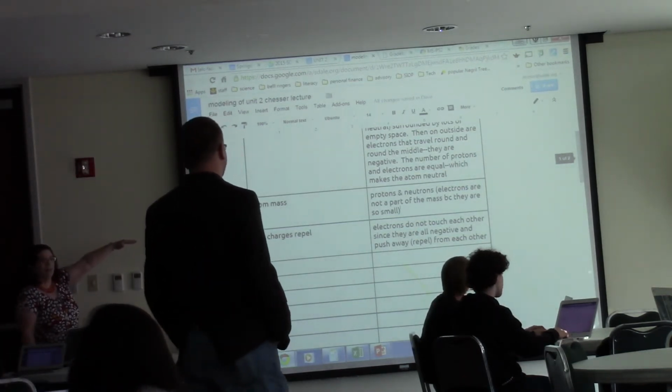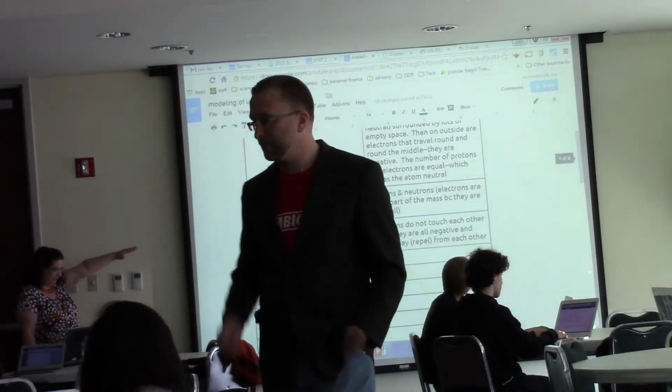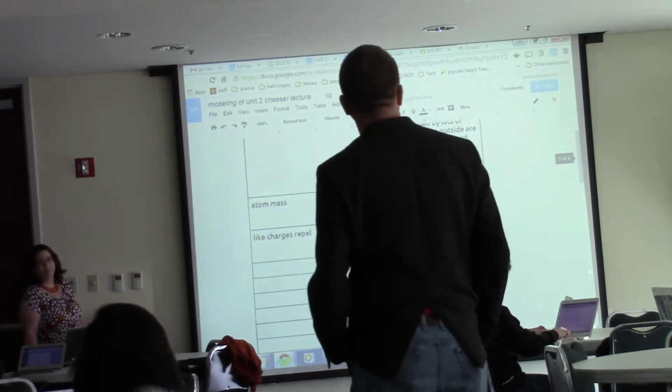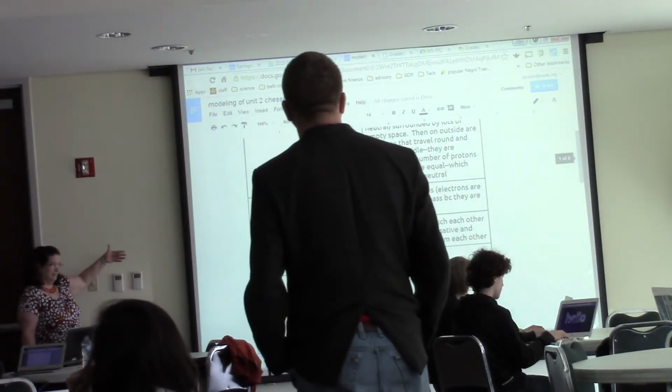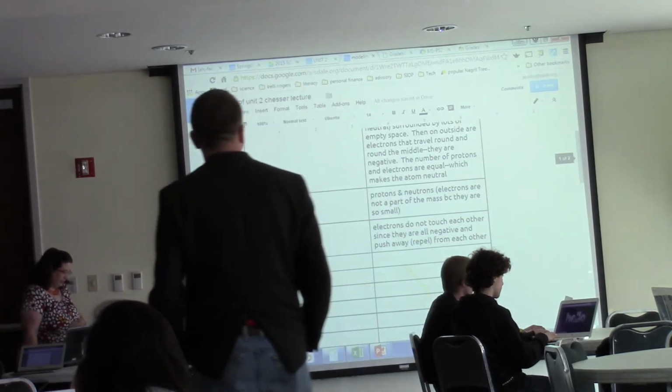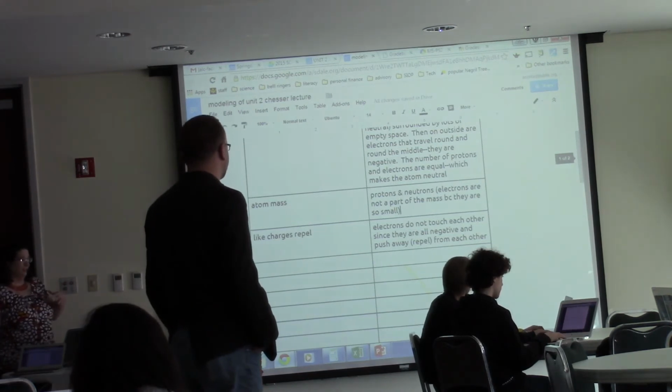So he already talked about the atom's mass. And he told you that that's the protons and the neutrons. The electrons are not a part of the mass because they are so small. He talked about how like charges repel. That's why the electrons do not touch each other, since they're all negative and they push away, which means repel, against each other.